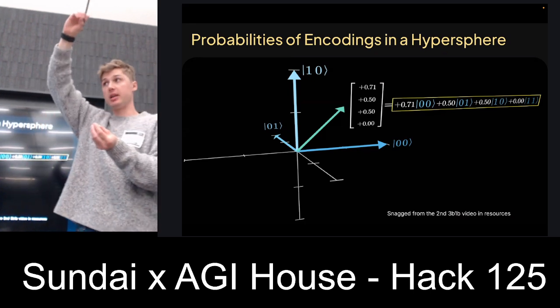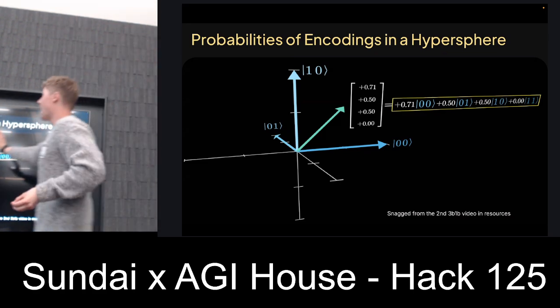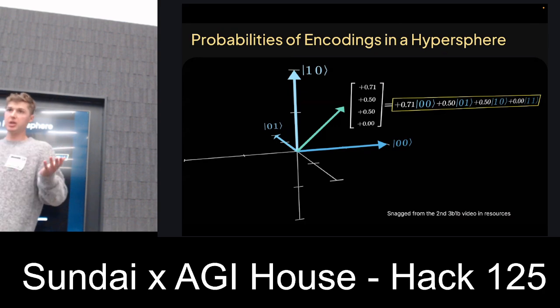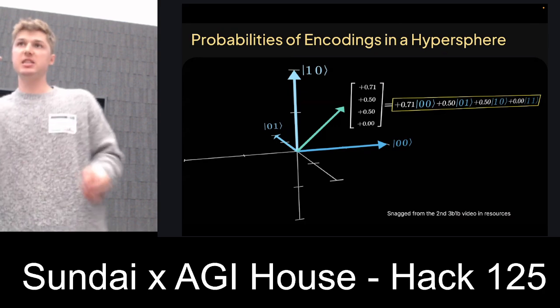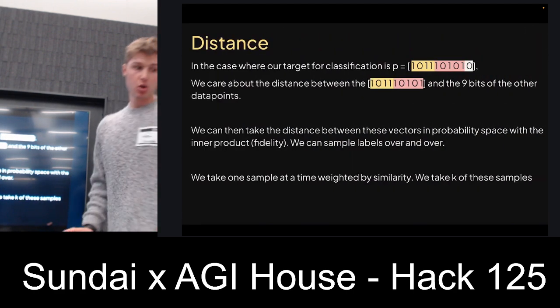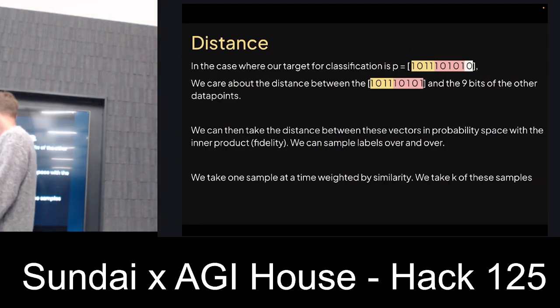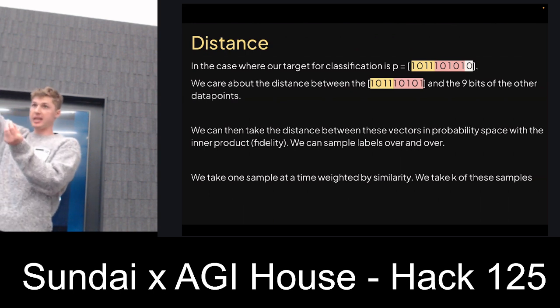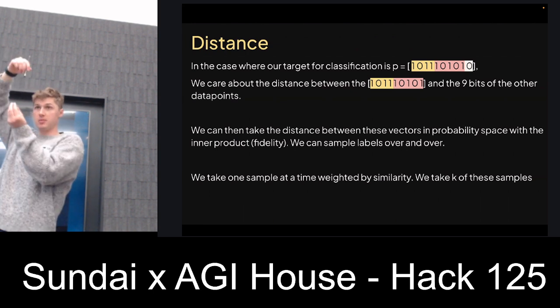Because now we're sampling from the top, and we're asking, okay, how many of them are in this state? We could have all of them in that state, but that wouldn't give us that much information. We have to be surprised. So that's where the math comes from, the distance. We take one sample at a time by weighted similarity. Over time, we can get those p.